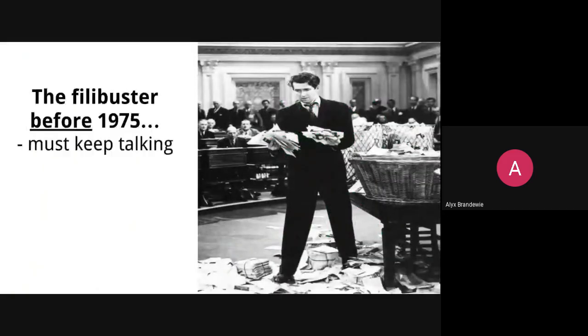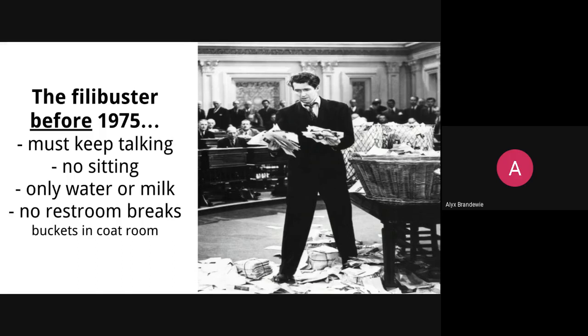But for the filibuster before 1975, before we changed the rules a little bit, you had to keep talking. It had to be constant. You could not stop or slow down. You cannot sit down. You must stand at the podium the entire time you are filibustering, and you are allowed only water or milk. You are not allowed a snack. You are not allowed a sandwich. You are not allowed a cup of coffee. You get water or milk. You have to be standing, and you have to keep talking. And you get no restroom breaks. So when Strom Thurmond filibusters for 24 hours and 18 minutes in 1957, he does not go to the bathroom for 24 hours and 18 minutes, kind of.